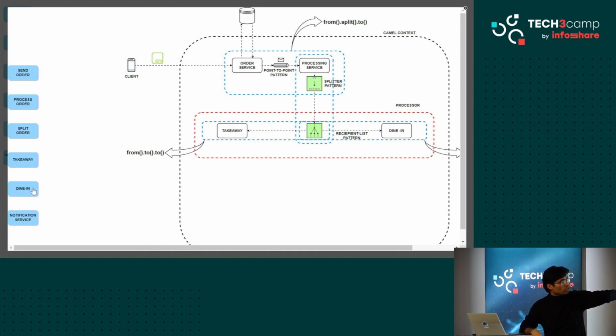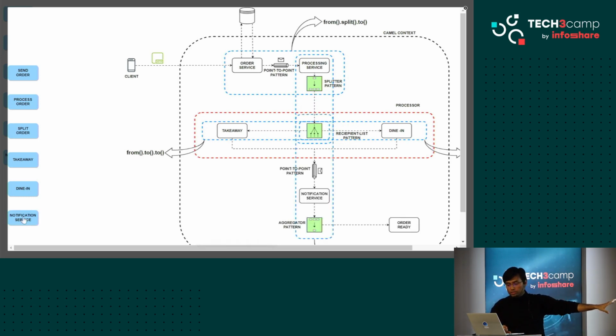So you can say that the takeaway and dine-in is a logical segregation of the processing service. The actual service is the processing service, but there is a logical segregation in terms of how the orders are to be dealt with. And finally, when the respective orders are ready with us, we again publish a message onto our queue to inform the notification service that the particular order has been prepared.